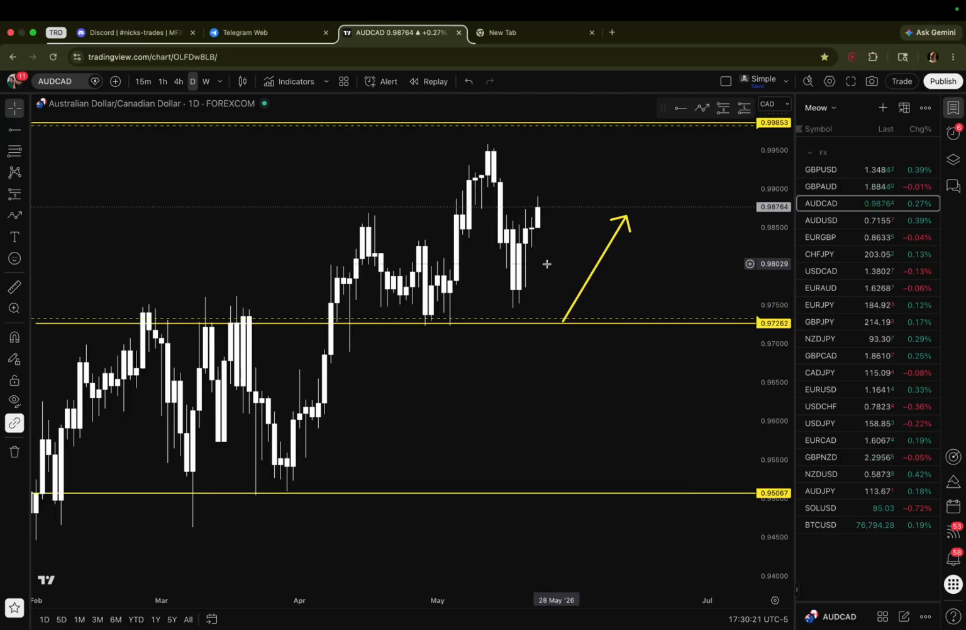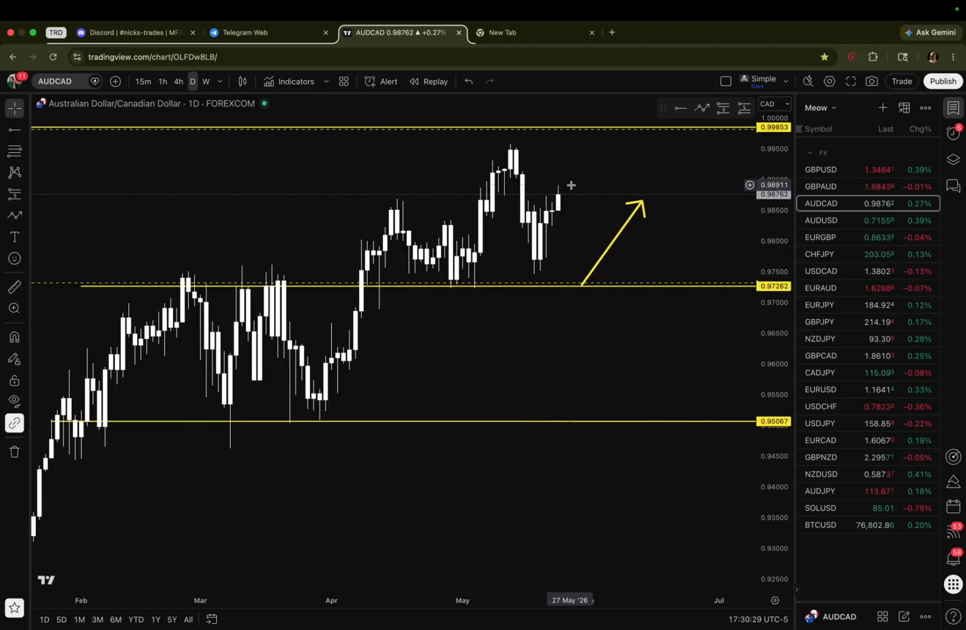AUD/CAD. It almost came into the zone that we were going to buy last week, but it barely missed it, so we were not able to get into a buy. That would have been a nice trade had it come all the way down into the zone, but it didn't. So it is what it is. It's bounced. We'll see what happens.